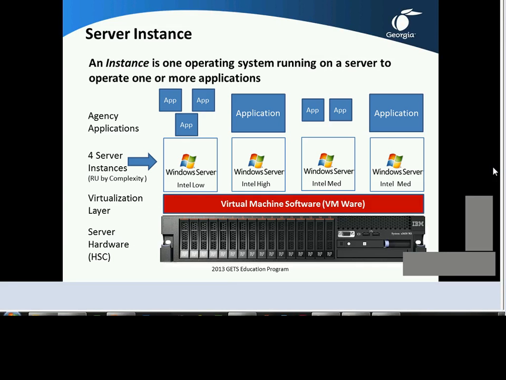And then, because it's an Intel box or Intel server, you could have an Intel low, medium, or high complexity server. All those instances, depending on the business justification, can be defined in that way. And those are where you'll see the RU charges for those server instances, which is simply an operating system running on a server. And as the example shows, you can have one application running on a server instance, or you could have multiple applications running on a server instance.